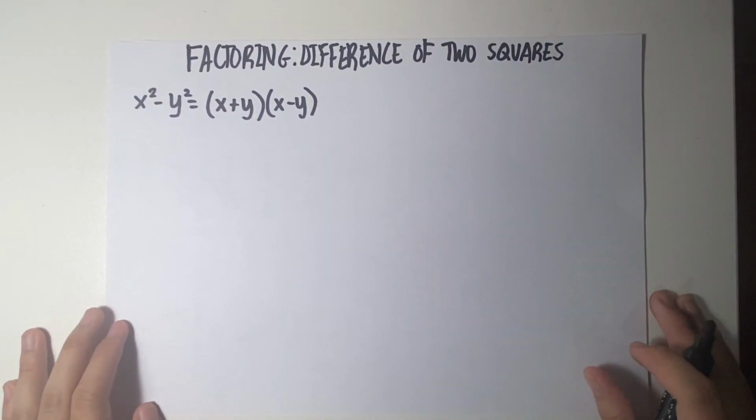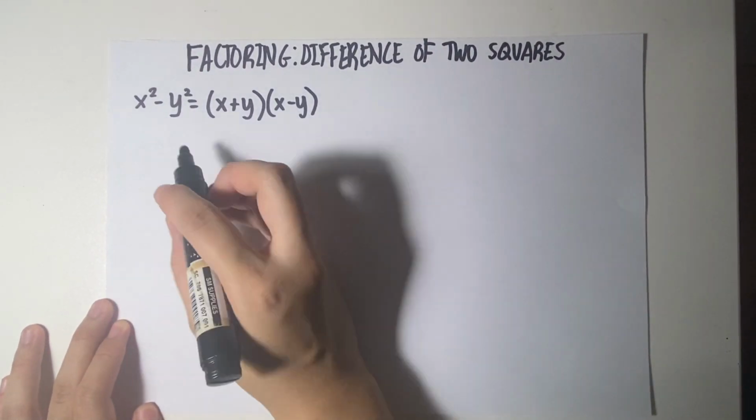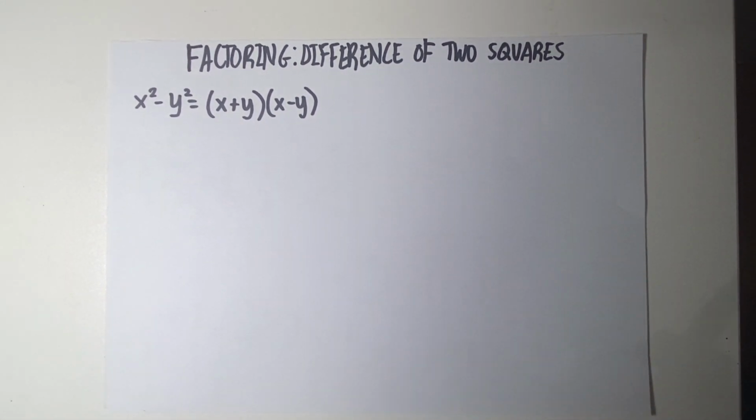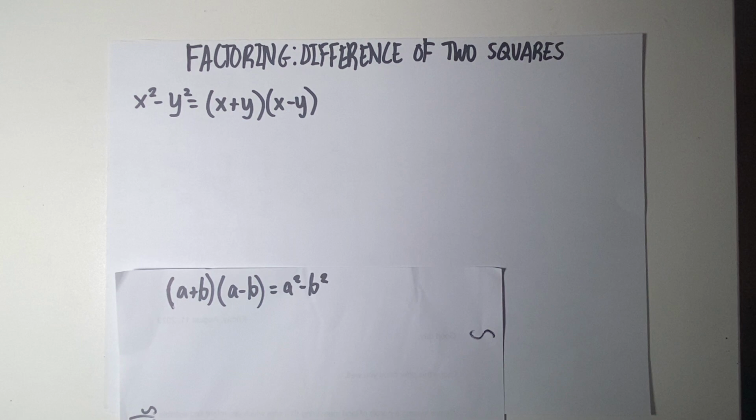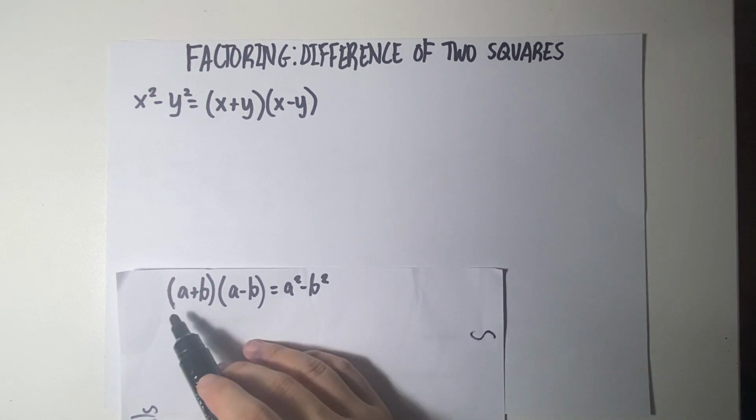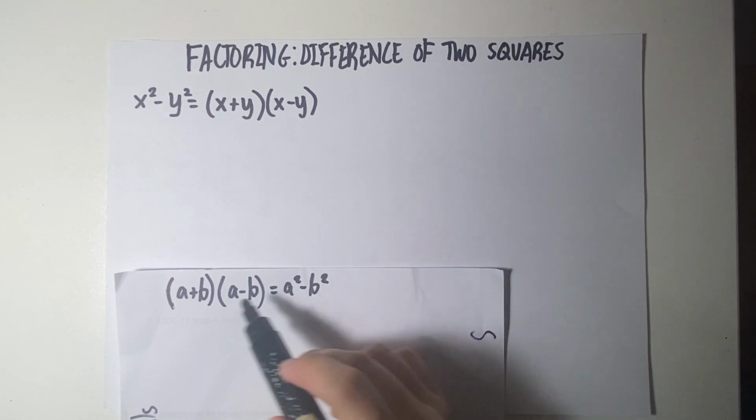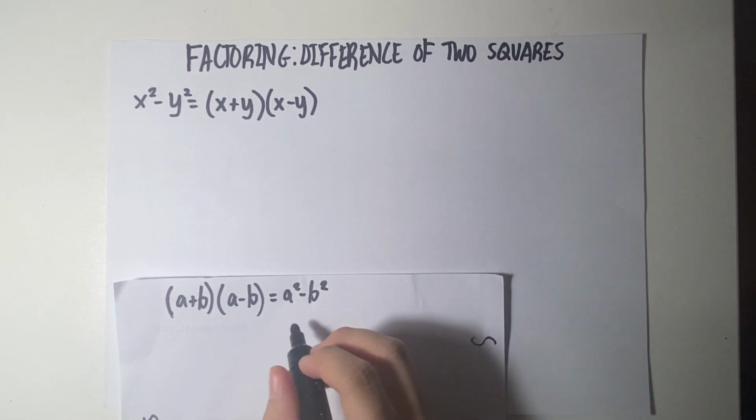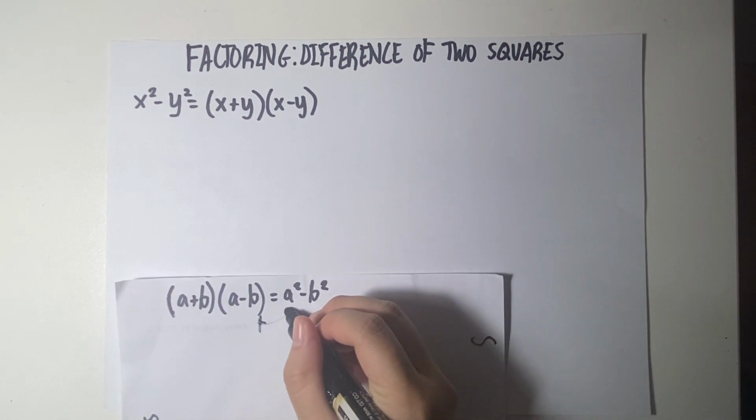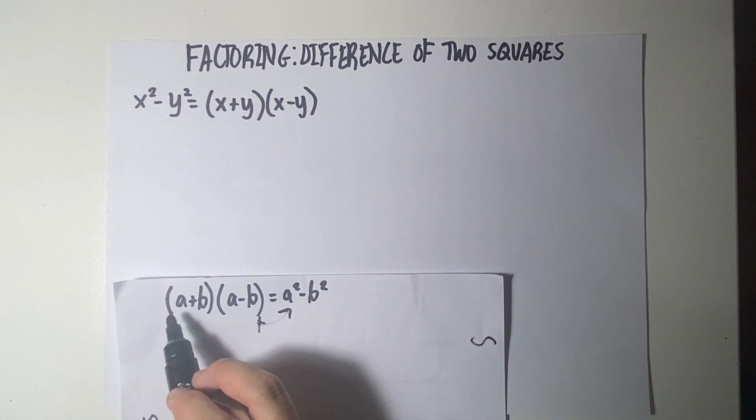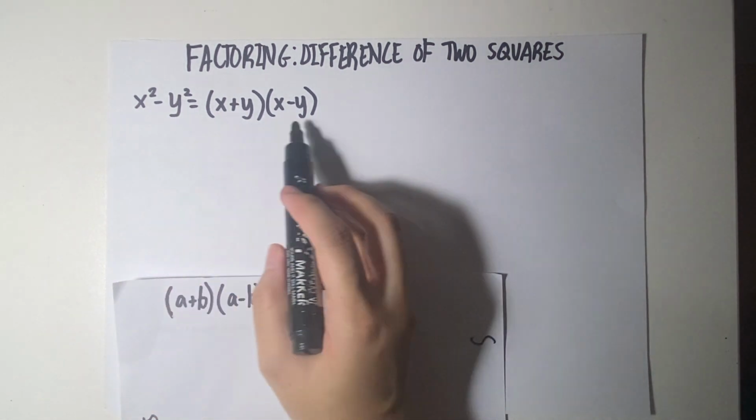Okay, so let's move on to factoring the difference of two squares, which is given by this equation. And you may notice that this equation looks familiar. That is because it is actually the reverse of the special product equation for the sum and difference of the same terms. Because we have a plus b multiplied by a minus b is equal to a squared minus b squared. If we were to rearrange that, we would get a squared minus b squared is equal to a plus b times a minus b, which is exactly what we have right here.